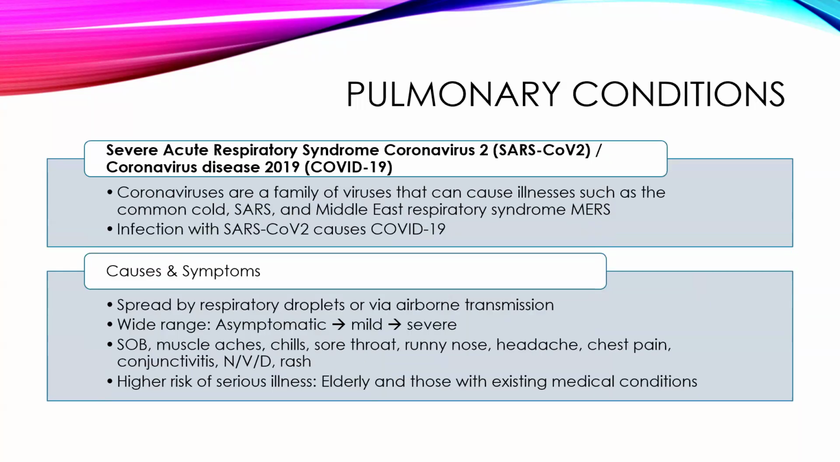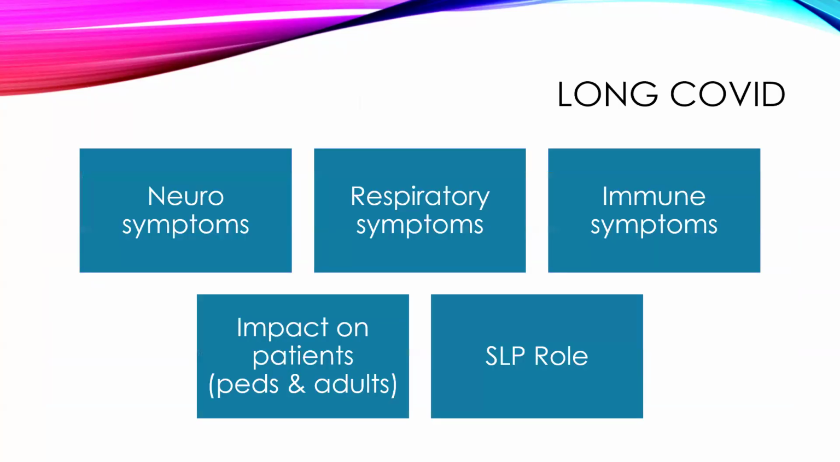All right, and then we have COVID, which we are all also pretty familiar with, but these are coronaviruses, a family of viruses that can cause illnesses. So that is something that you will also see in the hospital. It's spread by respiratory droplets, and there's a very, very wide range. So somebody can be asymptomatic all the way to severe.